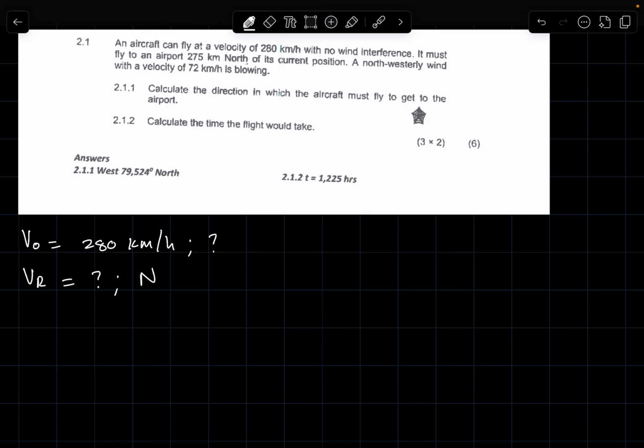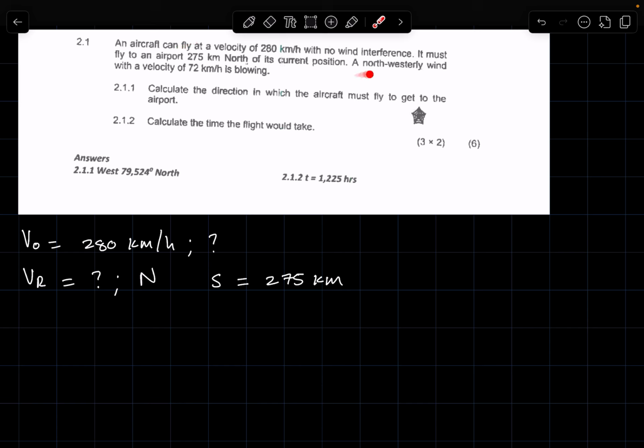Right, also as far as VR, we are also given the displacement. So S is equal to 275 kilometers. And as far as VR, we've been given its destination or its direction, which is directly north. That we are able to establish from the statement, based on the fact that we've been given information that relates to the pilot's destination, right?